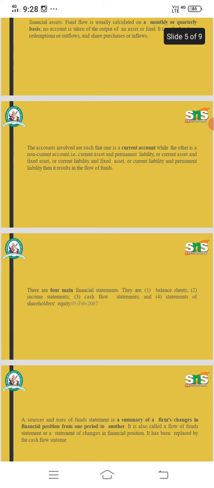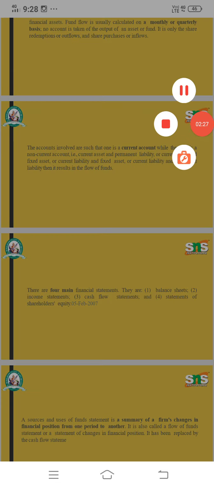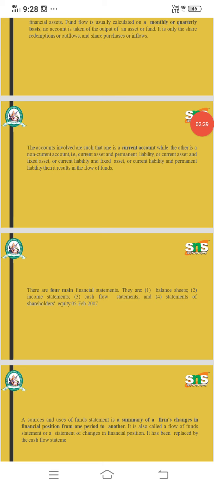The accounts involved are such that one is a current account, while the other is a non-current account. If current assets and permanent liability, or current assets and fixed assets, or current liability and fixed assets, or current liability and permanent liability are involved, then it results in the flow of funds.